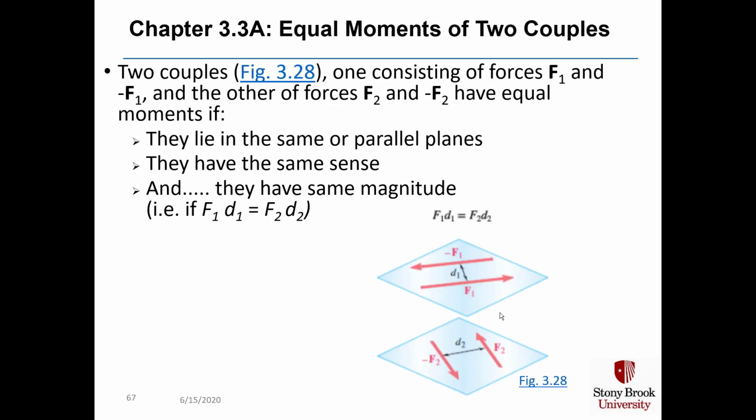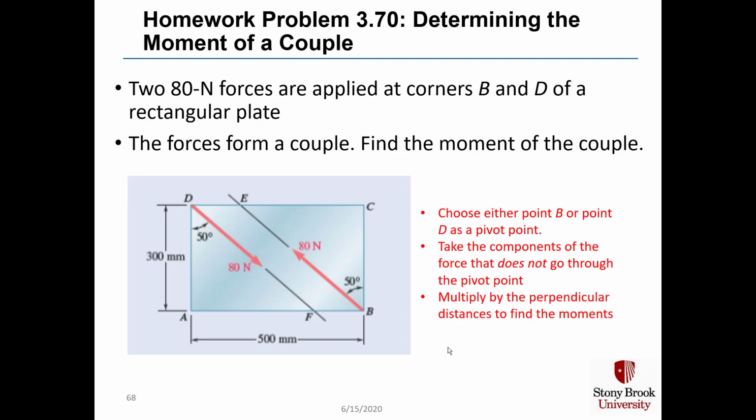You can have equal moments of two couples as shown in figure 3.28. One consisting of force F1 and minus F1 in this upper plane, and the other of forces F2 and minus F2 in this lower plane. The moments will be equal if they lie in the same or parallel planes. We're showing parallel planes in figure 3.28. They have the same sense, and the moments have the same magnitude, which means F1 times D1 is equal to F2 times D2.